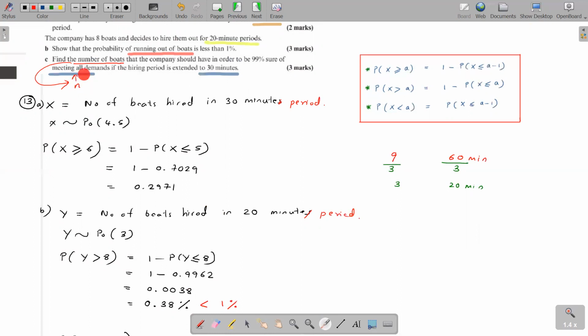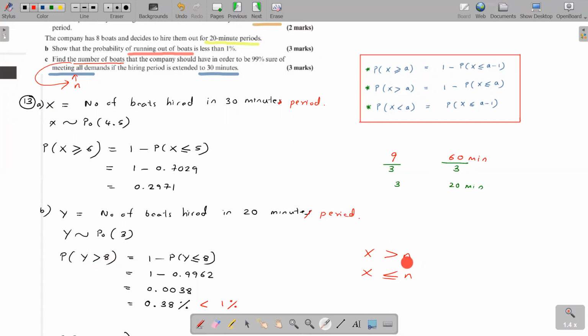So in order to meet the demand means what? The number of boards that we hire, what do you think should happen? Should x be greater than n, or should x be less than or equal to n? I need to meet the demand, right? If x is bigger than n, then I'm again running out of boards. That's what happened here. We had 8 boards, and when more than 8 boards needed to be hired, we ran out of boards.